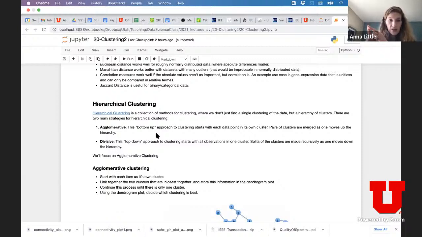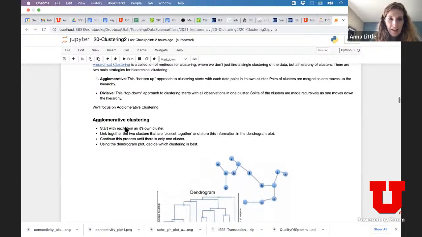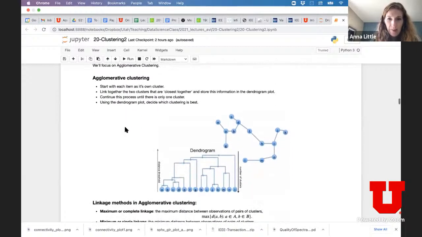Another way you can do it is with a divisive strategy. That's where you start with all of your data in one cluster and you think about how to cut it. And then you proceed to cut your clusters until every data point is its own cluster. We're going to be looking at agglomerative clustering, where every data point starts as its own cluster, and we think about what is an algorithm for merging. Okay, so this is kind of how we're going to think about it.